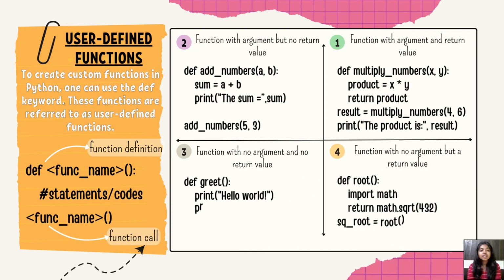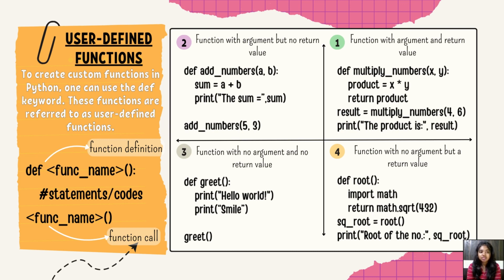To create custom functions in Python, one can use the def keyword. These functions are referred to as user-defined functions. The syntax for a user-defined function is as shown. The function definition is given using the def keyword followed by the function name followed by a colon. The user-defined function is called using the function name.